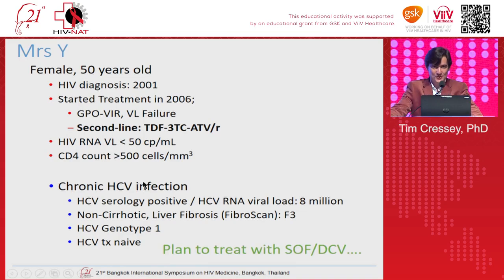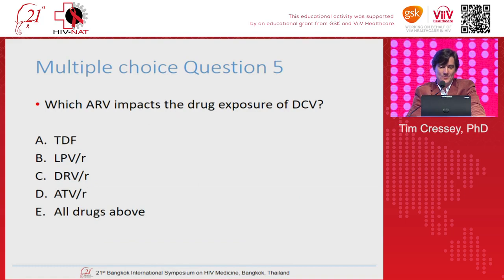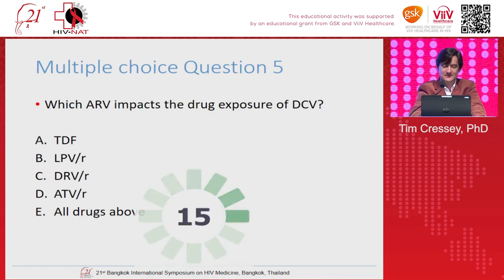And this time, again, just to emphasize a point, there are other options. Obviously, say you're in a country which only gives you SOF-daclatasvir, what are you going to do in this case? So again, a similar question: which ARVs in this regimen, tenofovir, 3TC, atazanavir, do we expect to impact the daclatasvir? Oh, sorry, I gave you the answer, Nelly. It's a little bit of a trick question, this one, isn't it? It's not an easy one.